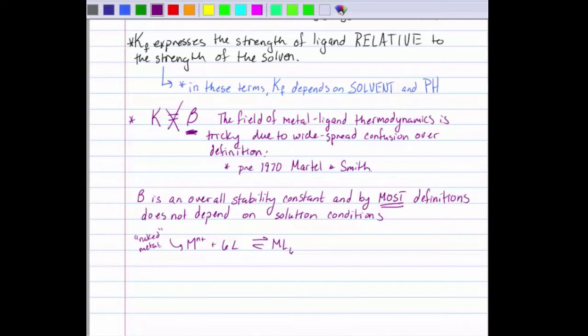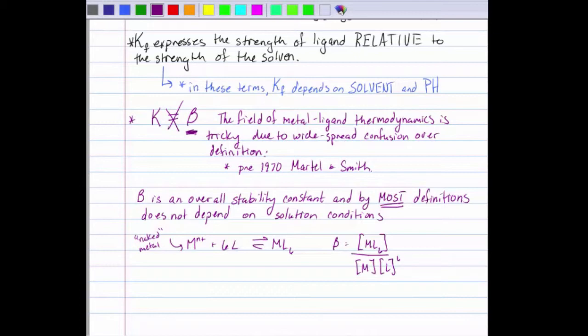And so the only situation you really have a naked metal ion is when you have organic solvents that cannot be ligands. So something like hexane, you can get that metal to get into the hexane, then you can do an experiment kind of like this, or in the gas phase. And so this is really not very representative of solution conditions at all. Your beta value here would be ML6 over the metal concentration times the ligand concentration to the 6th power.